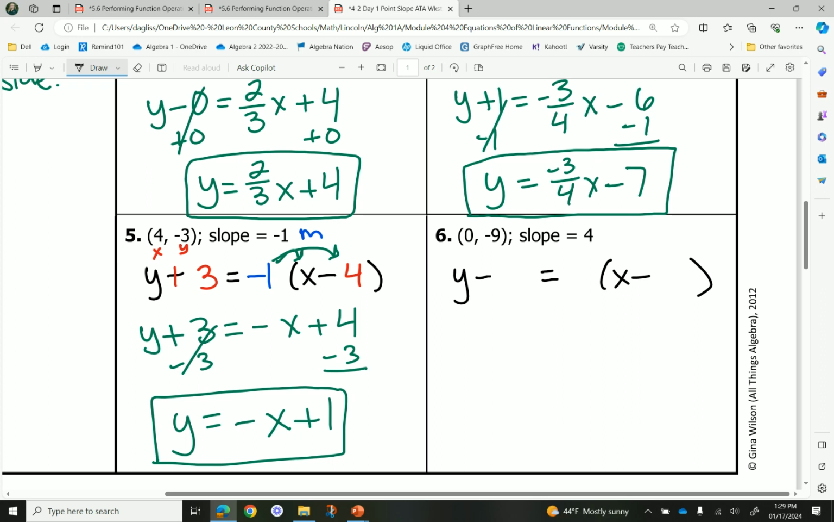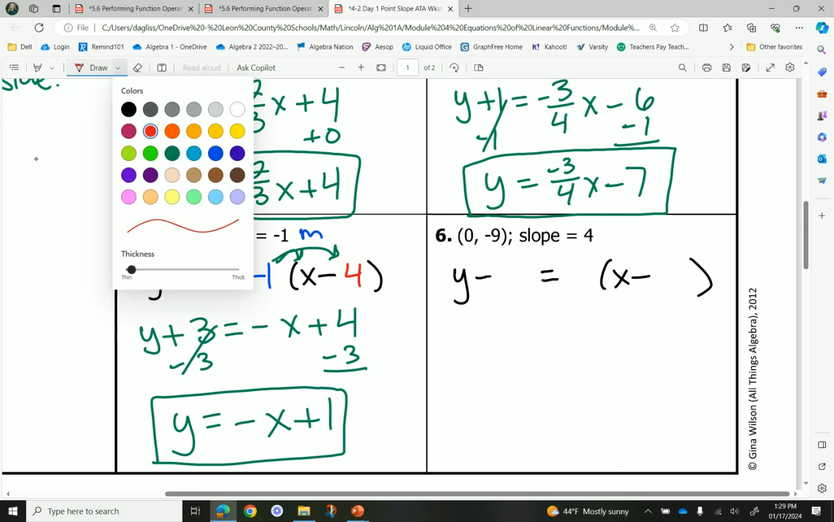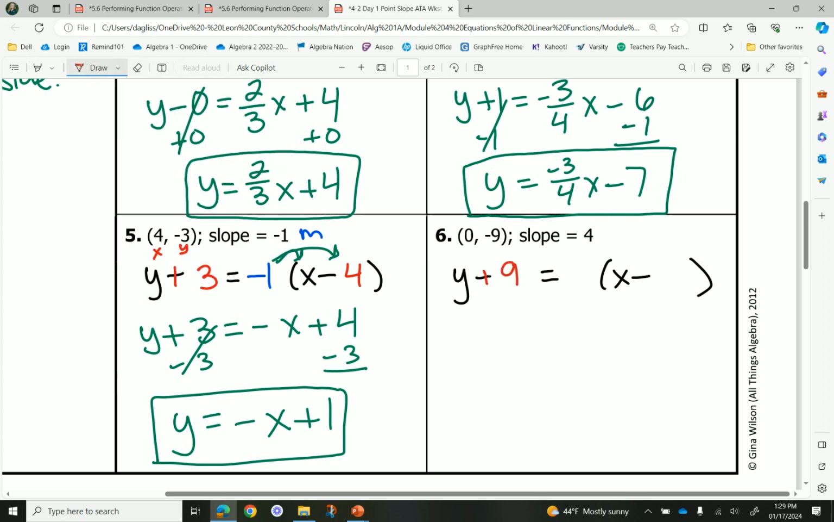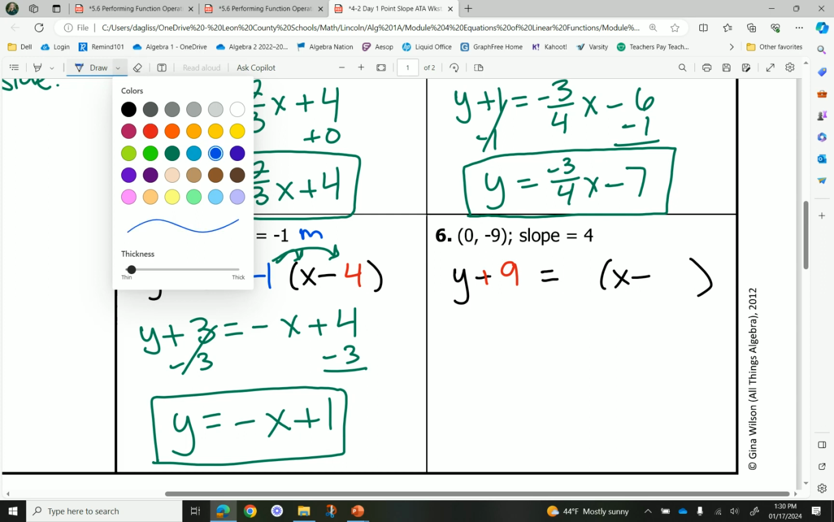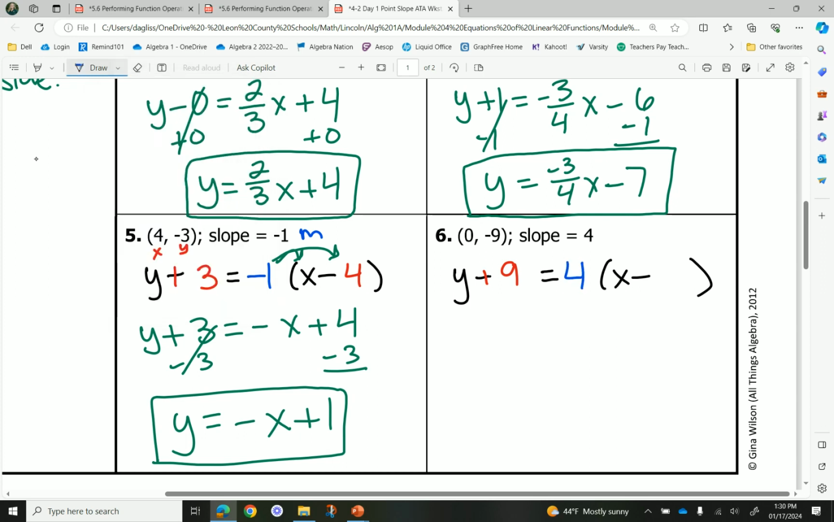Alright, Leland. Tell you what to do. Y plus 9 equals 4, and then the 8 minus 3. There you go. Good. Good. Alright, we got the setup.